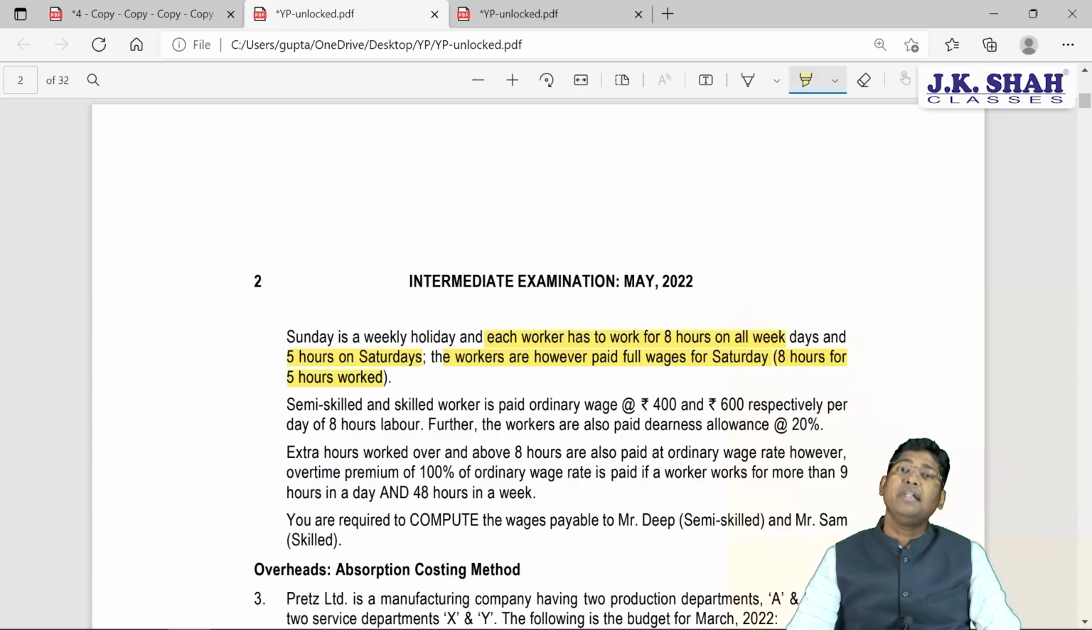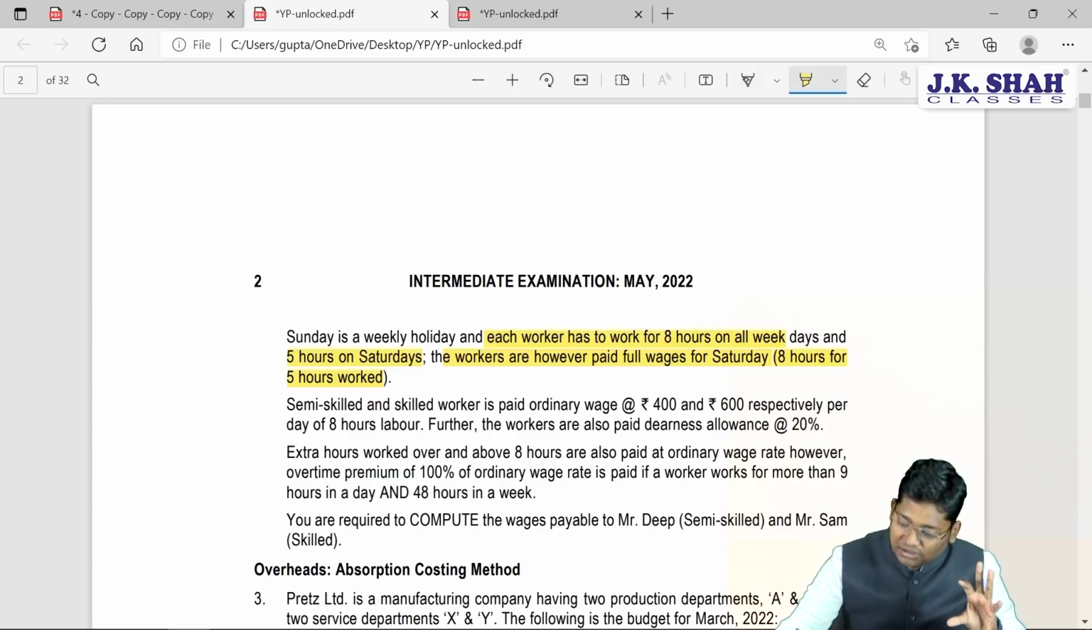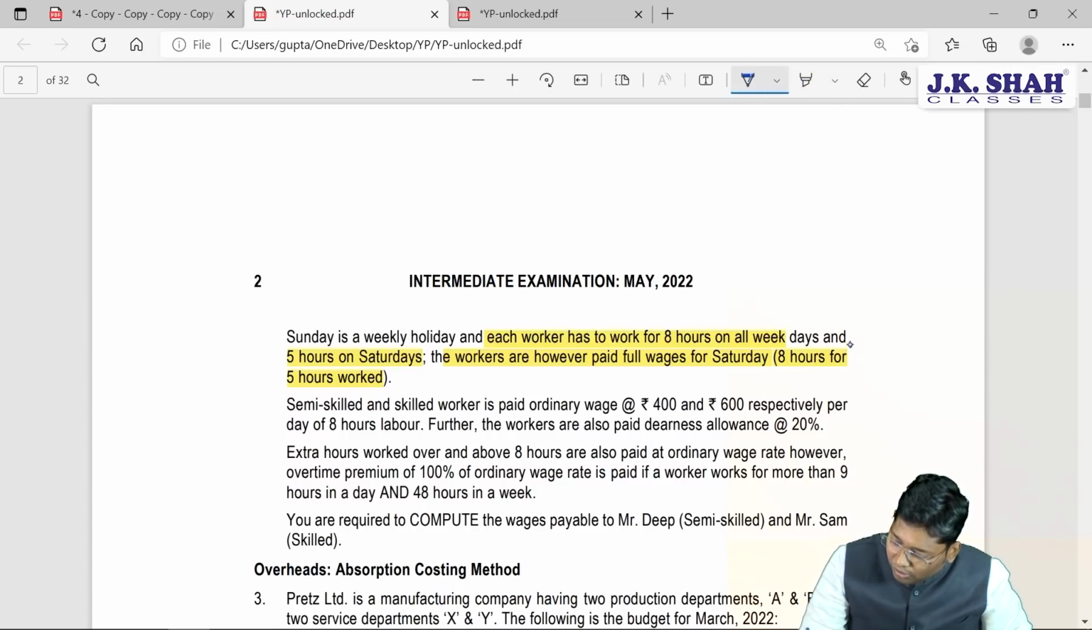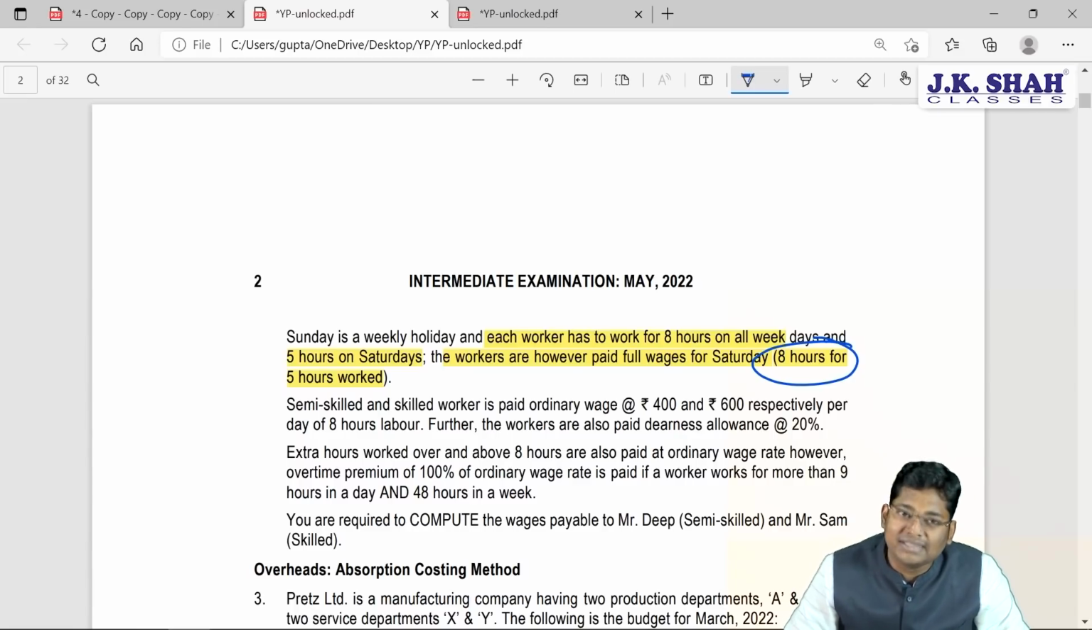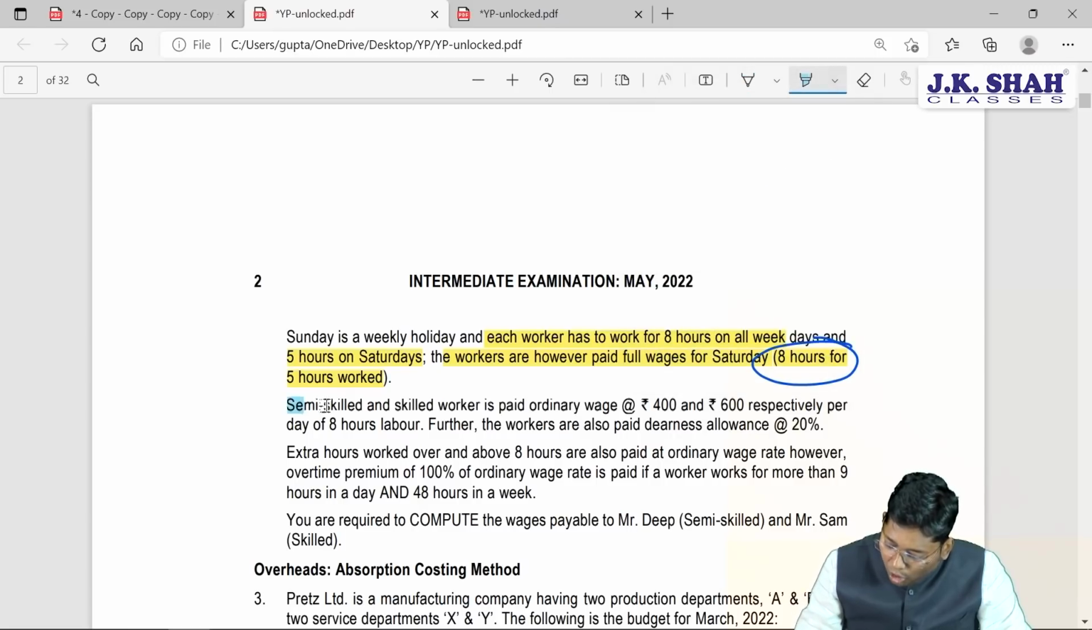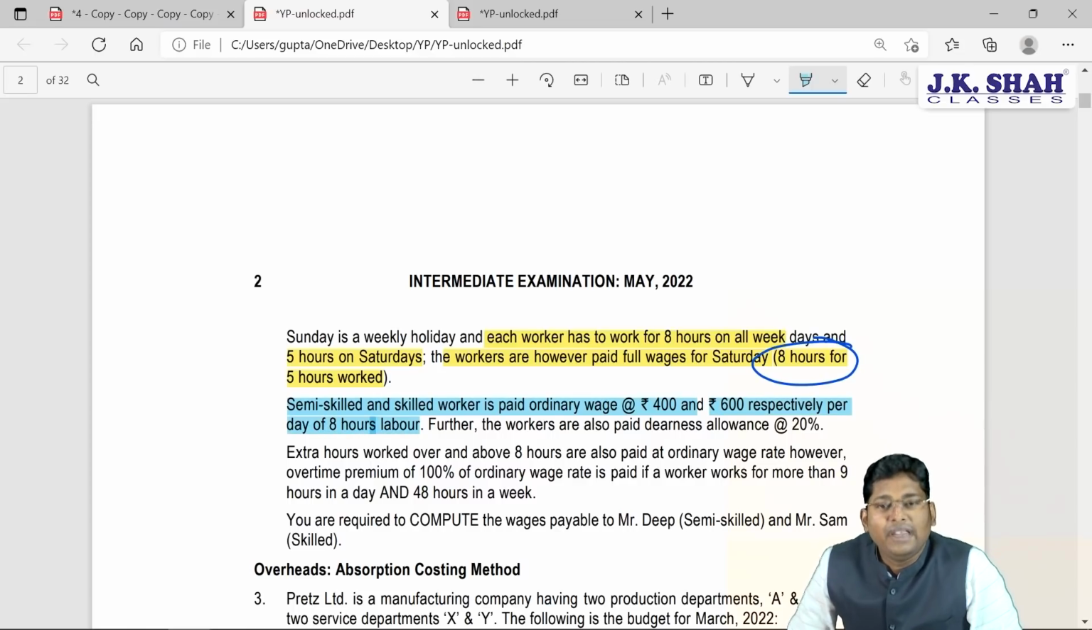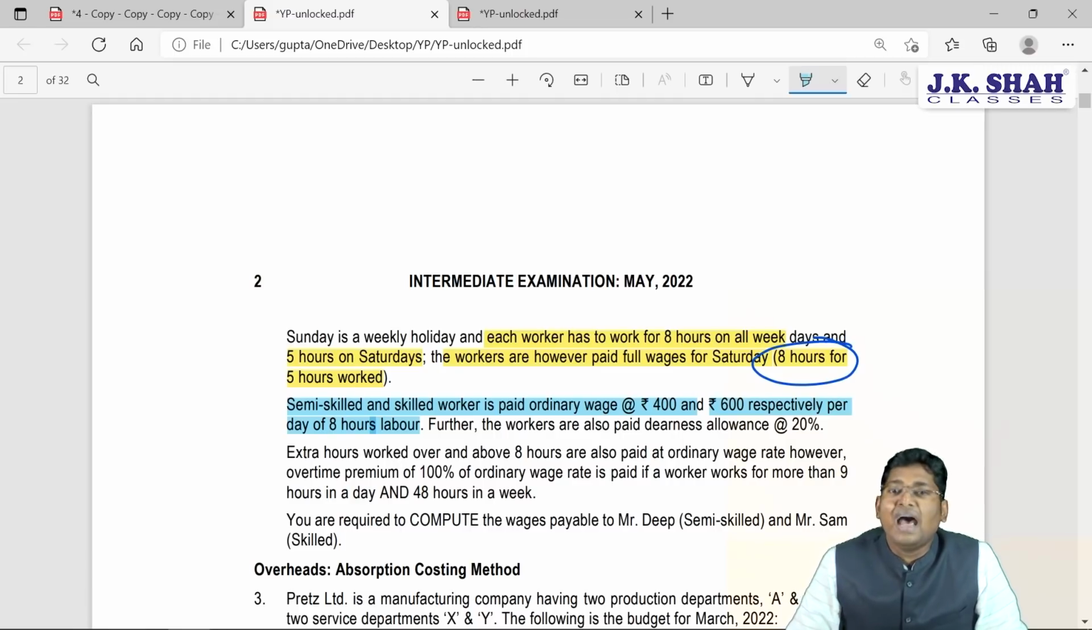Here is a benefit available to the worker. The worker is going to work only 5 hours on Saturday, but he will be paid not only for 5 hours, he is going to be paid for all 8 hours, meaning 3 hours of extra payment we are going to give him on Saturday. Semi-skilled and skilled workers are paid an ordinary wage at the rate of 400 and 600 rupees respectively per day of 8 hours of labor. Now this wage rate given in the question is not on an hourly basis.